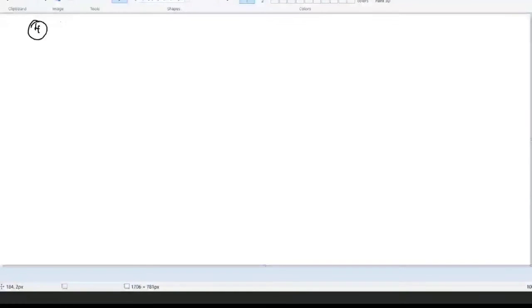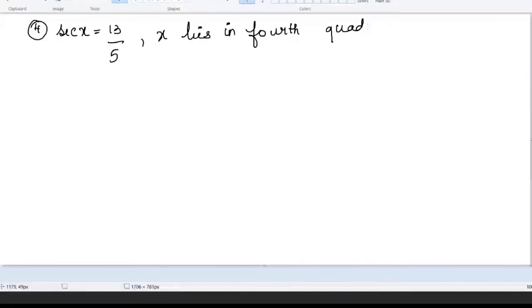Secant x is equal to 13 by 5, x lies in the fourth quadrant. Okay, come on, complete this first, then we will take the next one.